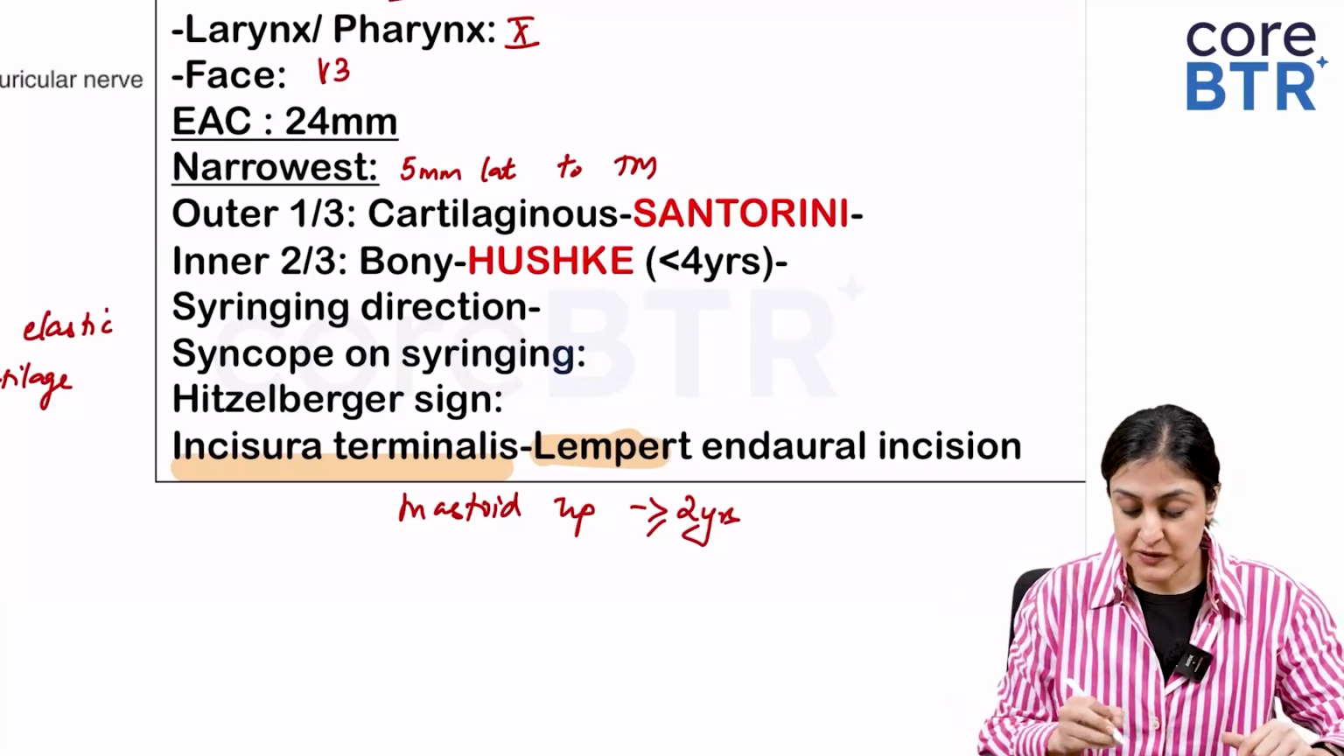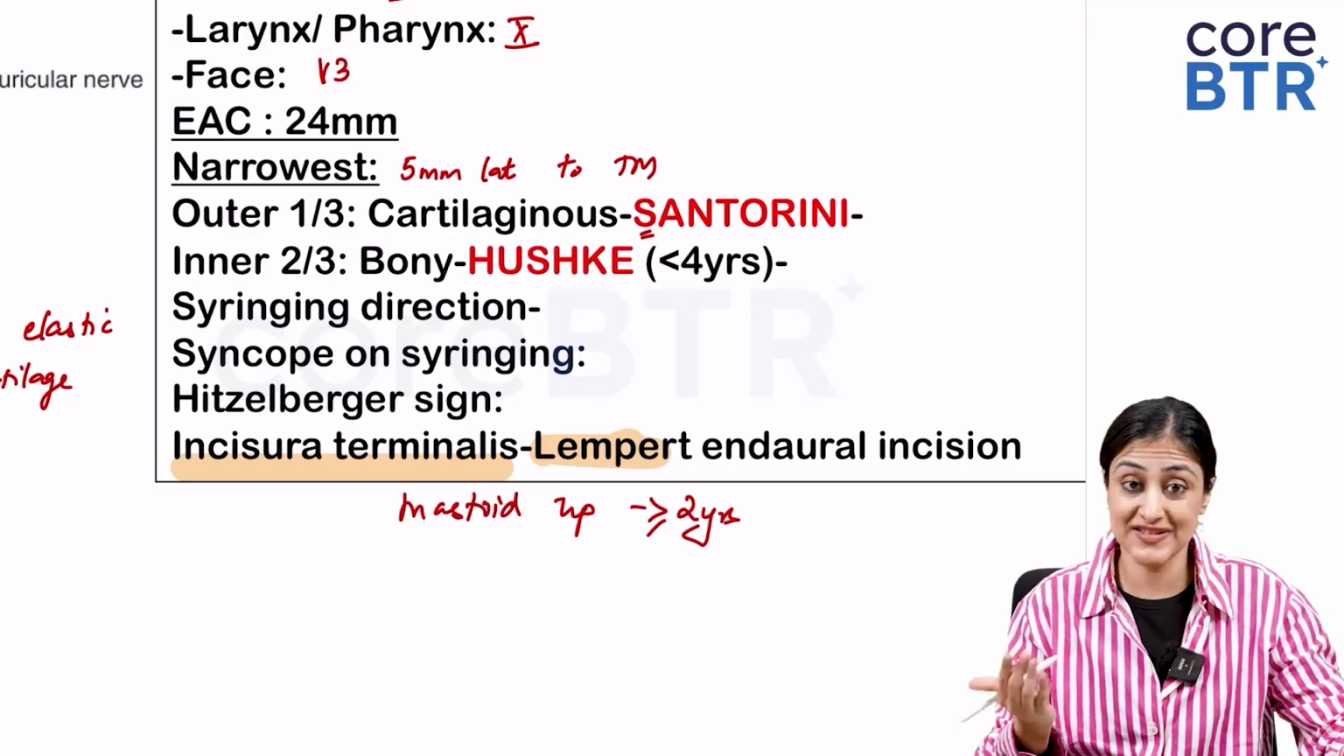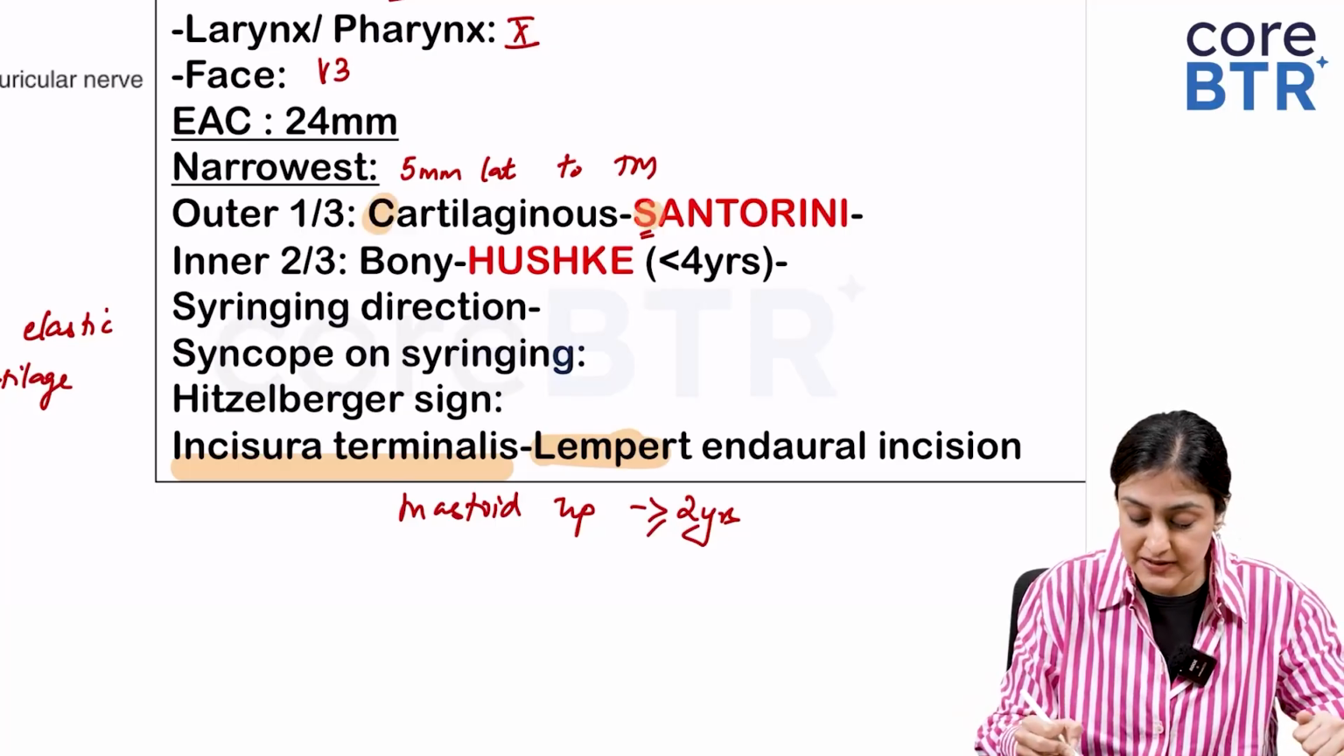So cartilaginous part has these fissures or these communications which are called fissures of Santorini. कैसे याद रखेंगे? S and S.